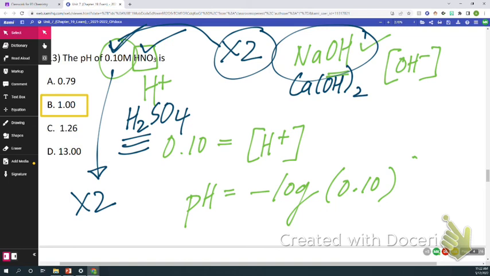I'm going to try to stay away from being tricky like that, because as you can see on this test, there was nothing like that. There's just been HNO3, which is 1 H, and the other problem was just straight up NaOH, which was 1 OH. But if you see H2SO4 here, you have to multiply that number by 2, and that's the H plus.